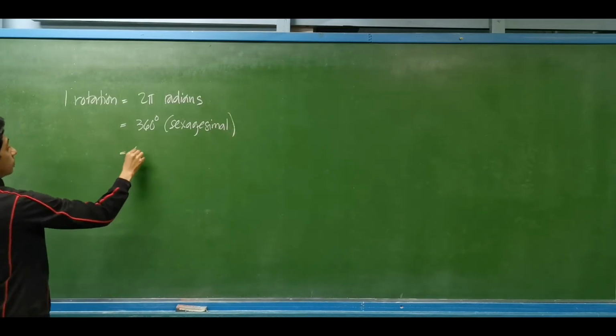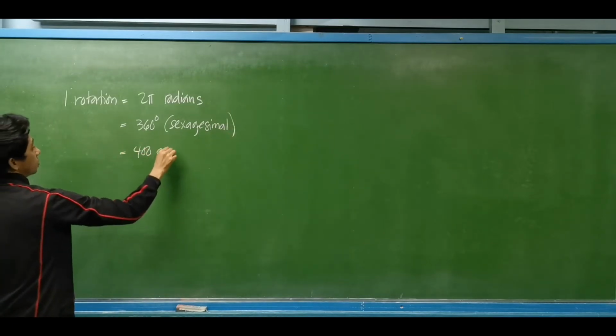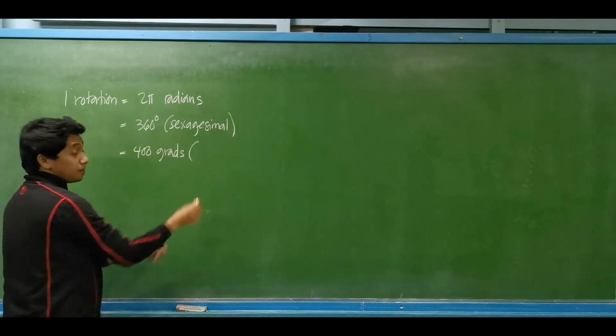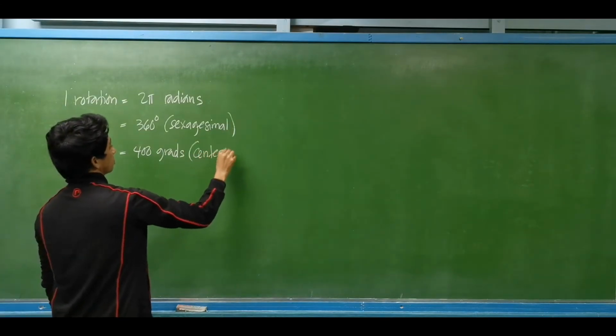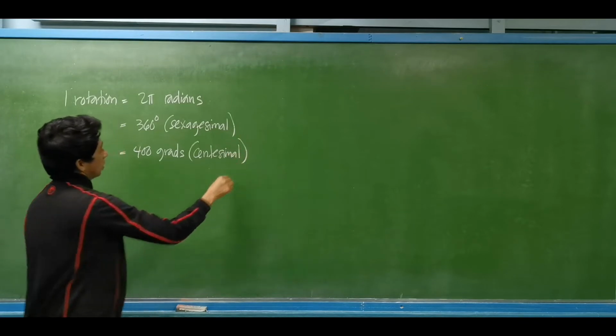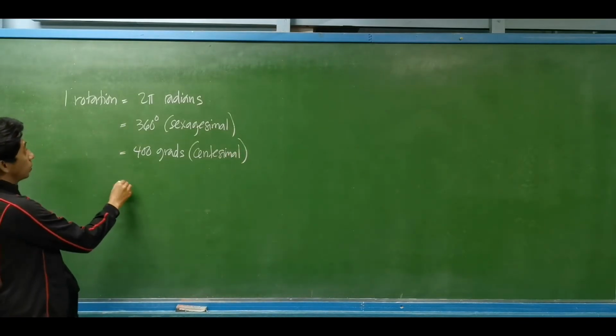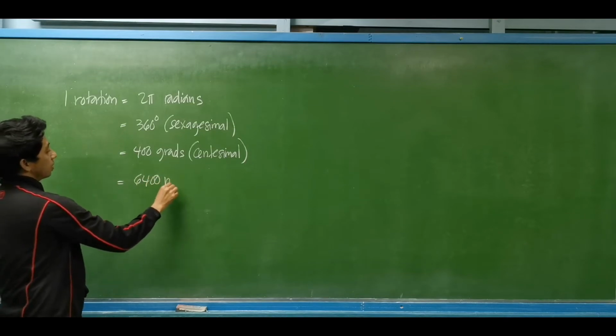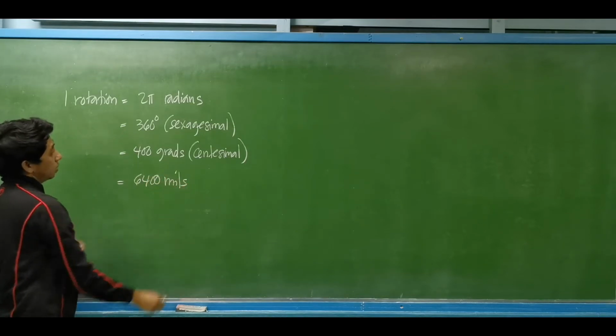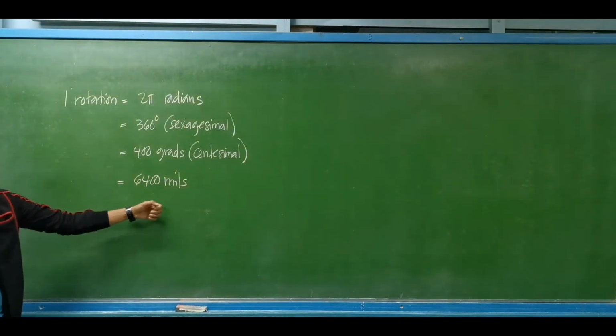Then you have the 400 grads. This is for the centesimal system. And we have also, one complete rotation is the same as 6,400 mils. So these are the other angle measurements.